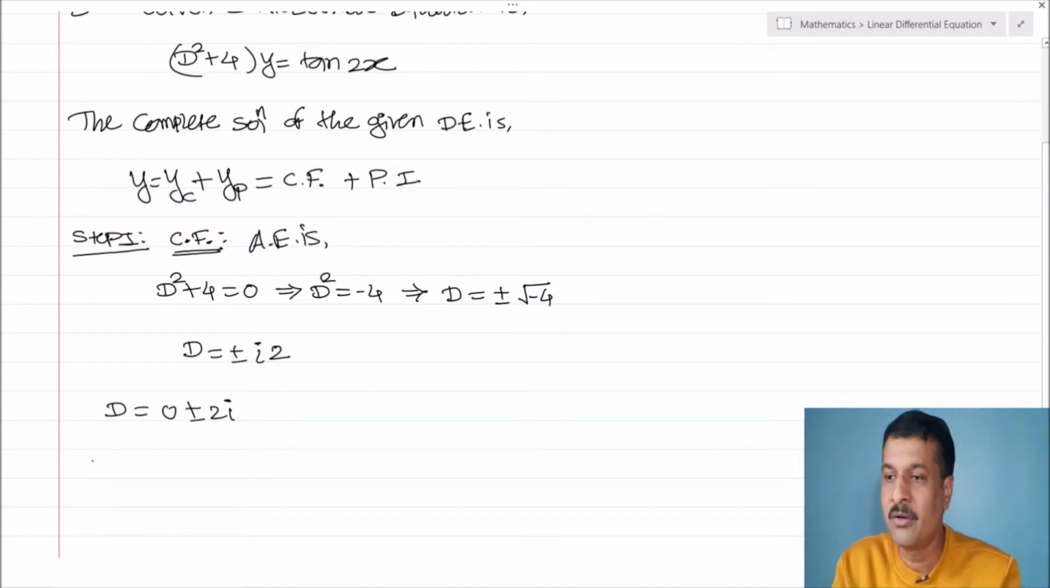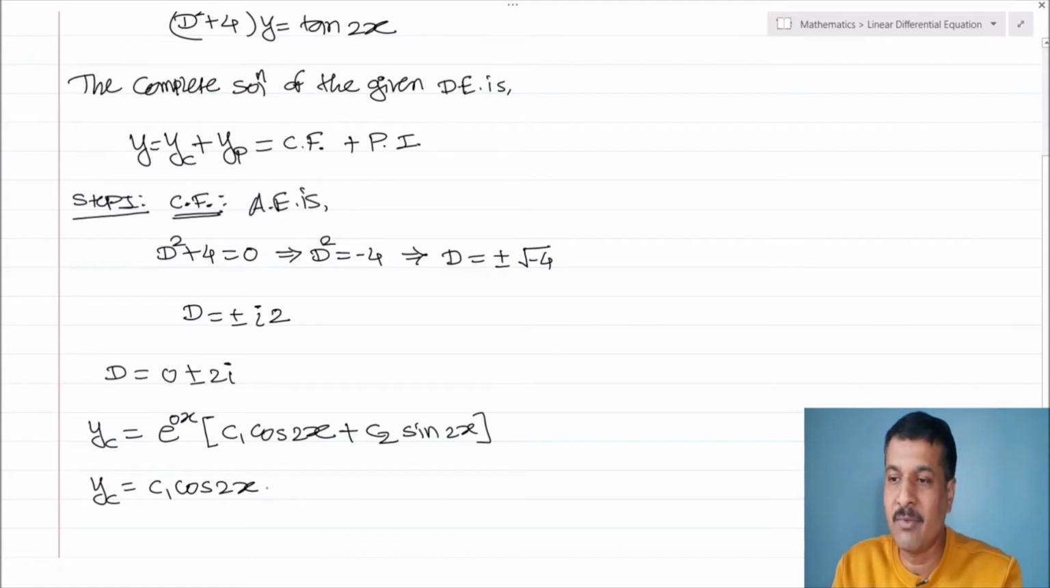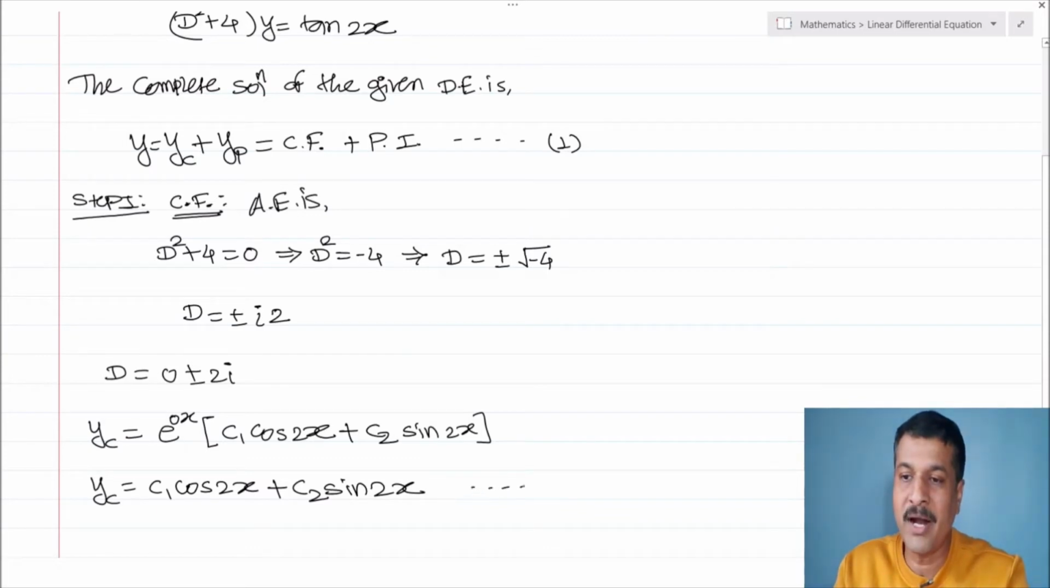So therefore yc, the complementary function, is e raised to real part x, meaning 0x, in bracket c1 cos of 2x, meaning imaginary part x, plus c2 sine of imaginary part x. So what is the yc? I am getting yc equal to c1 cos 2x, because e raised to 0 is 1, plus c2 sine 2x. So this is the first part. If we consider this as equation number 1, we are going to find two parts. So this is our first part, that is the yc, CF.